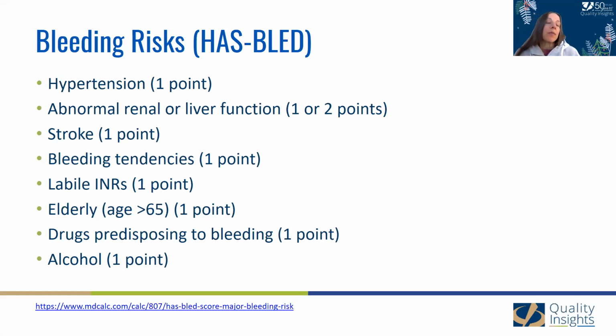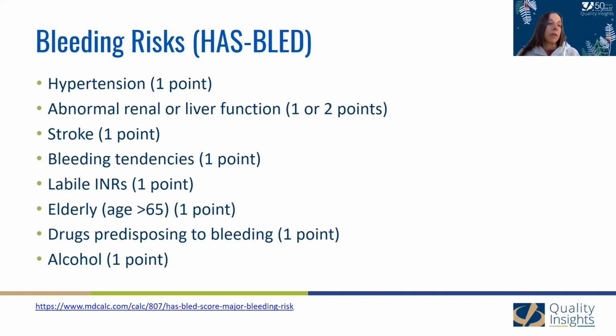This is, I think, a really good thing to document in the chart for a resident who is receiving an anticoagulant. Just a good idea to document their bleeding risk. And you can see this is how we calculate it. This is the HAS-BLED score. This is just one of them.